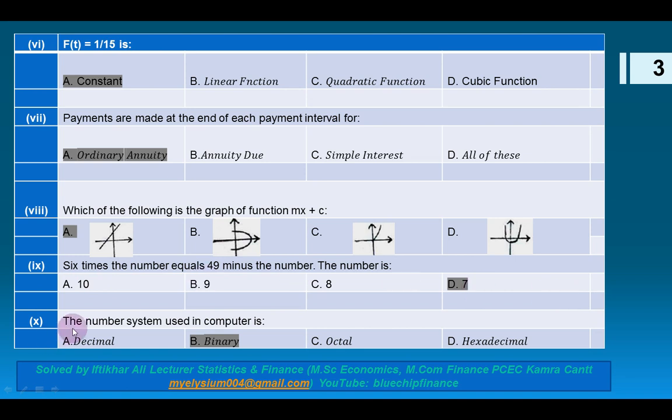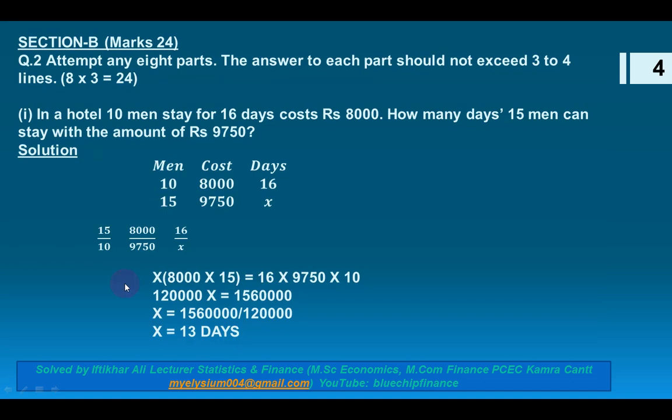Last objective is: the number system used in computer is decimal, binary, octal, hexadecimal. Correct option is binary. After that, now we come to part number 2, or section B, which contains 24 marks, and the question says attempt any 8 parts. The answer to each part should not exceed 3 to 4 lines.